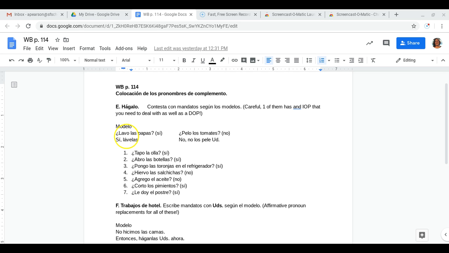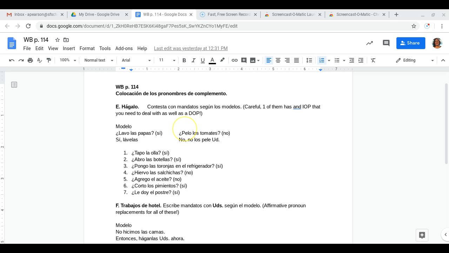Las papas is your direct object. Since it is feminine plural, you replace it with las. Now, since we are doing an affirmative command, it gets tacked right onto the back, so you're going to tell that person, sí, lávelas. Again, don't worry about those accent marks. It's too difficult to explain why you need them when we can't do it face-to-face, so don't worry about it.